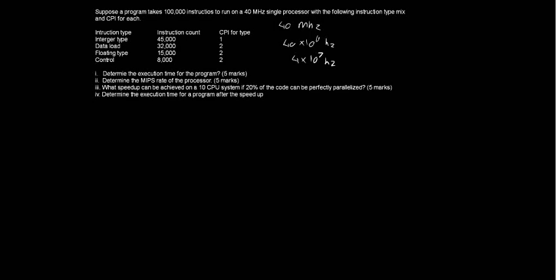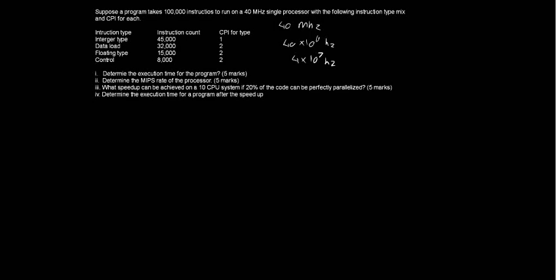The question is: suppose a program takes 100,000 instructions to run on a 40 megahertz single processor with the following instruction type mix, with the CPI for each. So we have the instruction type, instruction count, and then CPI. So integer type 45,000, data load 32,000, floating type 15,000, control 8,000, and then the CPIs there, right?